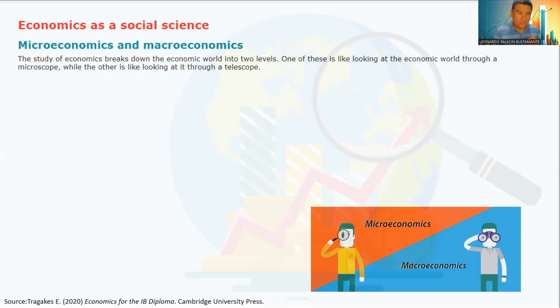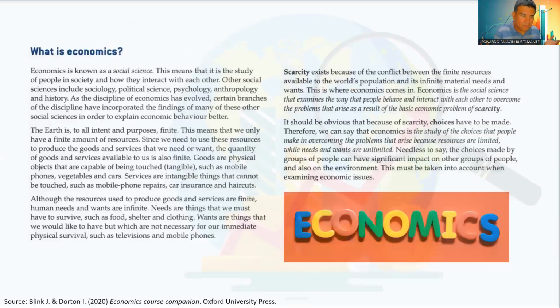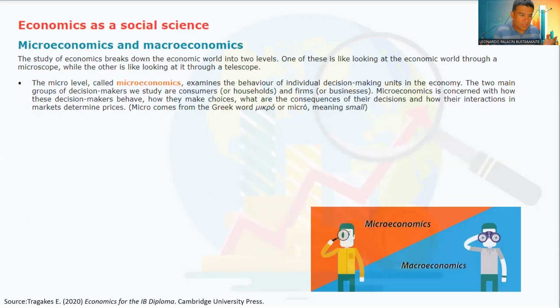So microeconomics is analyzing the economy with a magnifier, whereas macroeconomics, in order to understand the system of the economy, it's important to see this with a telescope. So that is in a simple representation what both subdisciplines are. But let's analyze them in detail.